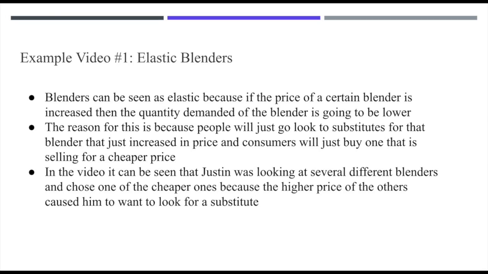Blenders can be seen as an elastic product because if the price of one blender is increased, then the quantity demanded for that blender is going to be lowered. The reason for this is because if they see that the price is high on one blender, they will just go look for a substitute, and that substitute is going to have a lower price than the one they were looking at. In the video, it can be seen that Justin was looking at several different blenders and he chose one of the cheaper ones because the higher price of the other blenders caused him to look for something else.